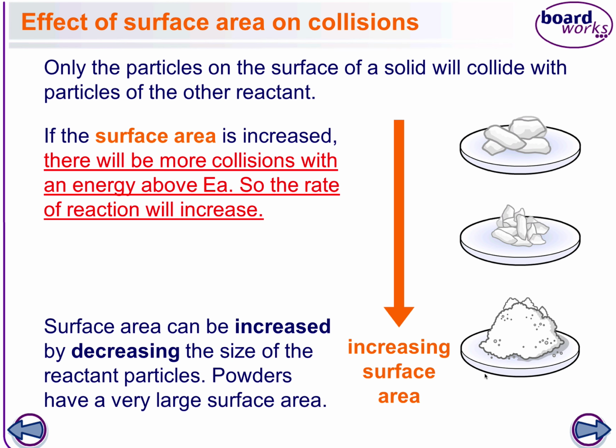Now, the key thing to note here is that only the particles on the surface of a solid can react. So when you look at a big chunk, all of the inside is unobtainable and cannot be reacted until the outside layer has worn away, or reacted away if you like. So the key phrase here is if you increase the surface area, and it's important that we emphasise the red text here, there'll be more collisions with an energy above EA, so the rate of the reaction will increase. And it's very easy to increase the surface area of a solid. You just compress it down until it forms a powder, and a powder will react very, very quickly, whereas these solid chunks will take a long time to react.